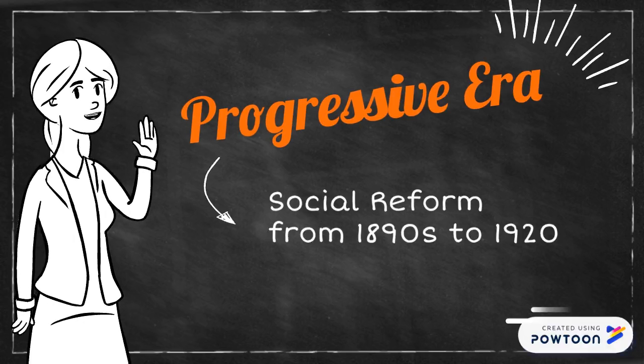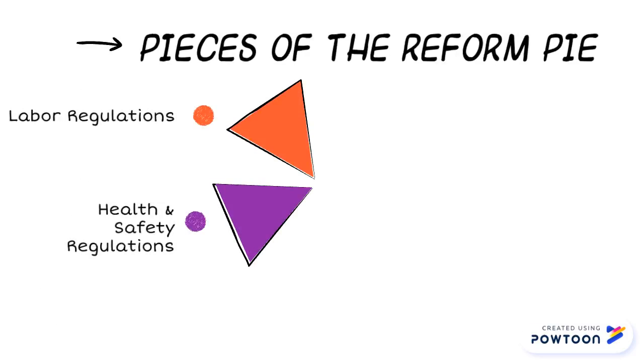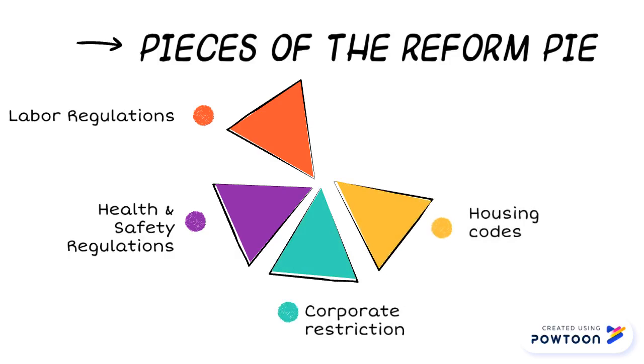This starts on page 157 in your textbook. There were many types of social reform during this period, such as labor regulations, health and safety regulations, corporate restriction, housing codes, and greater protection for women and children.